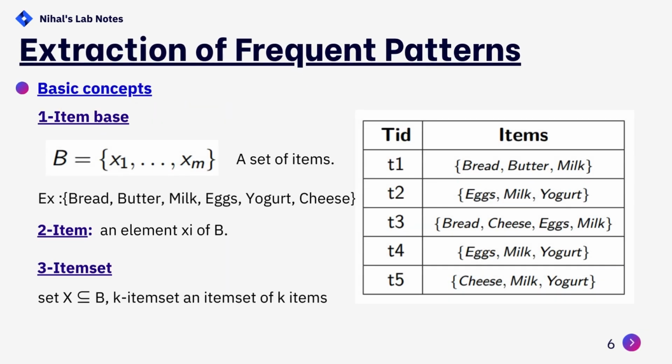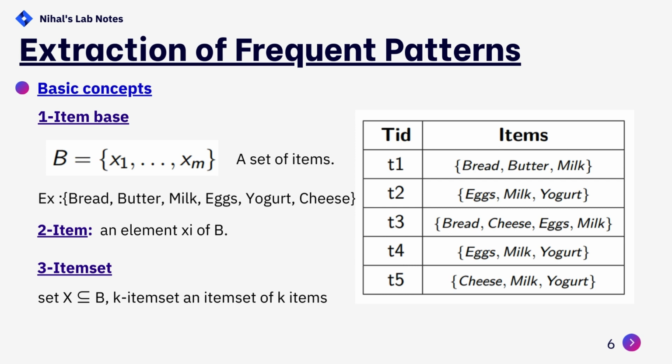Now let's see the most important part in this video. It's about extraction of frequent patterns. Let's start with a basic concept. First of all, we have the item base. As you see, we have B equal to this. This is a set of items.